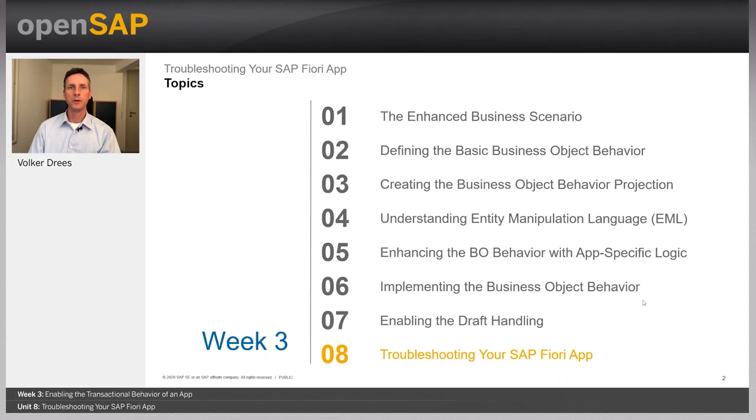In the previous unit, you learned how to add draft handling to our Travel Business object. Now we will have a look at some of the various troubleshooting options and tools available.